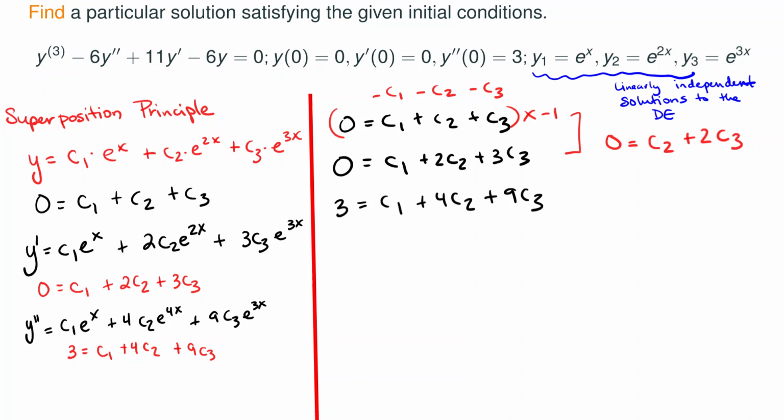And then we can similarly multiply this equation by -1 and then add that to the third one and get our second equation in 2 variables. So this is -C1 minus 2C2 minus 3C3 added together will give us 0 equals 2C2 plus 6C3. And there is one quick error here. Adding the 0 and the 3 should have given me 3, not 0.